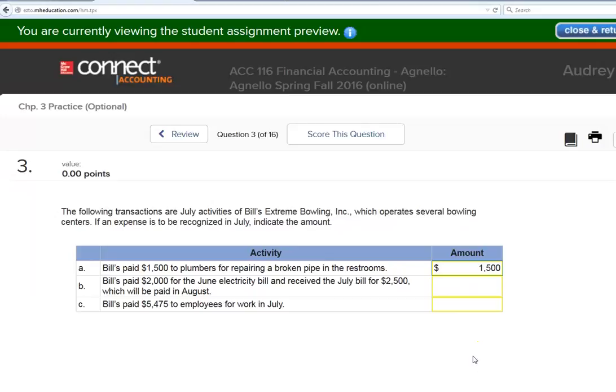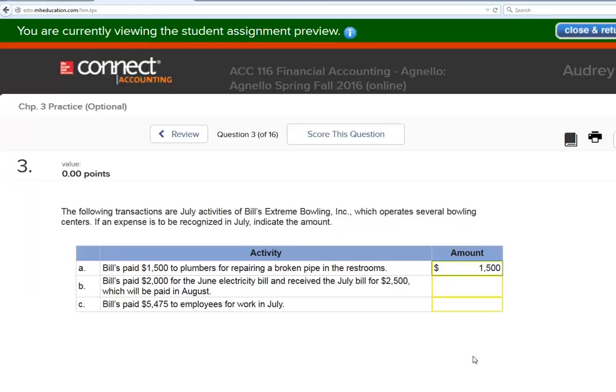In B, Bill's paid $2,000 for the June electricity bill. Now let's stop there because we have two things going on in Part B. Bill's paid $2,000 for the June bill. Well, the June electricity bill, we received the benefit of the electricity in June, so we should have recorded it as an expense in June. We're just paying it now. So we will not record $2,000 for June electricity in the month of July. It should have been recorded in June.